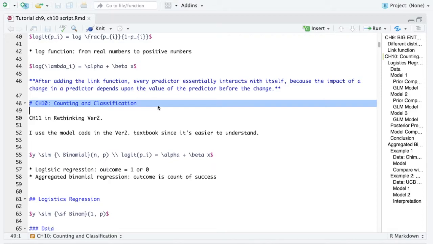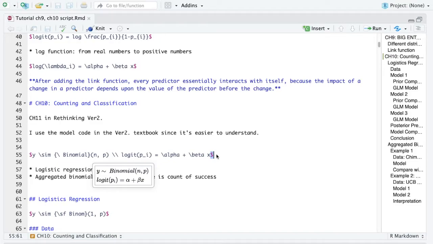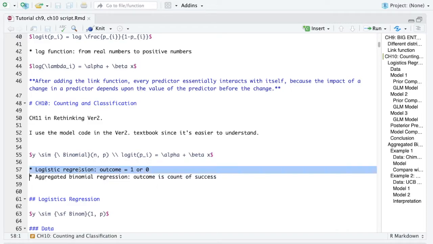In the first part of chapter 10, we will learn about binomial regression. So we will use logit p equal to alpha plus beta times x as the regression function. But actually, there are two forms of binomial regression. The first form is when our n is equal to 1. So the output y will be 0 or 1, and the parameter we want to estimate is p. This kind of problem is called logistic regression, where the outcome we need to predict should be 0 or 1.